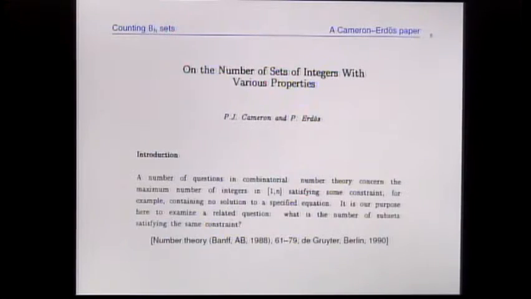And let me show you. So this is the paper, On the number of sets of integers with various properties. So this B_2 property was just one of many that they considered. So let me read. A number of questions in combinatorial number theory consider the maximum number of integers in brackets n satisfying some constraint, for example, containing no solution to a specific equation. It's our purpose here to examine a related question, which is the number of subsets satisfying the same constraint. So this is the associated counting problem.